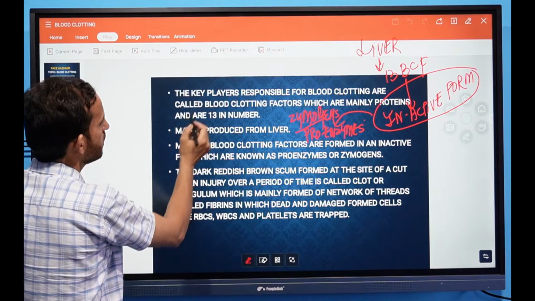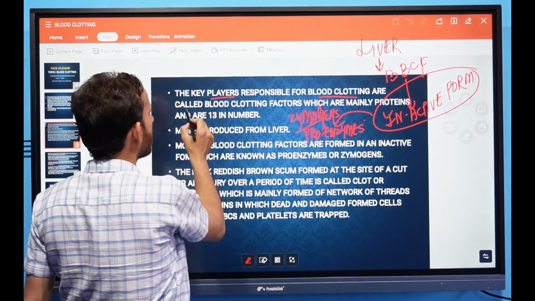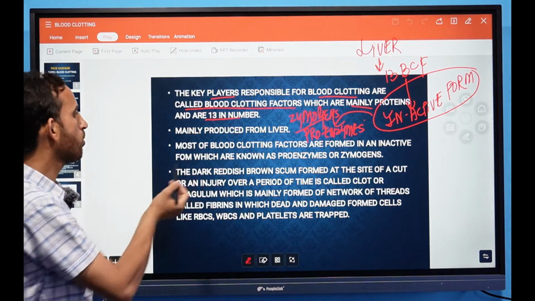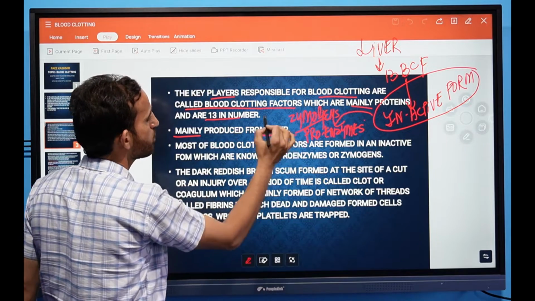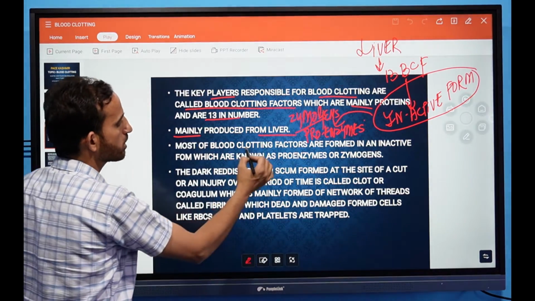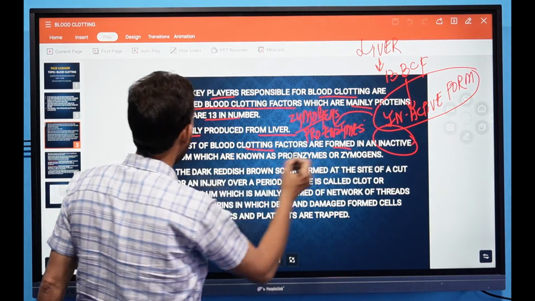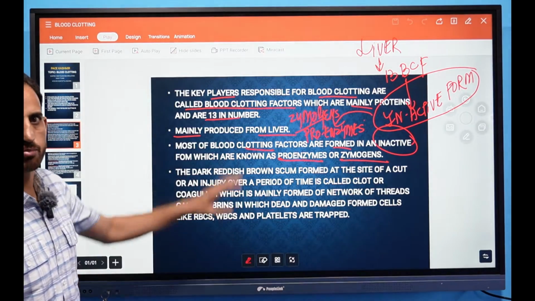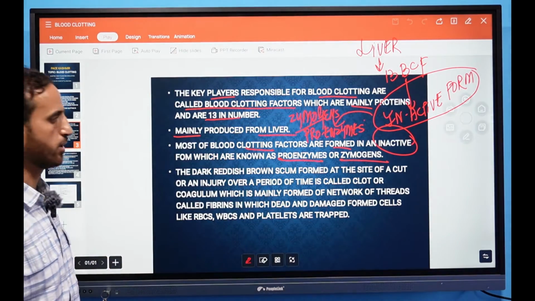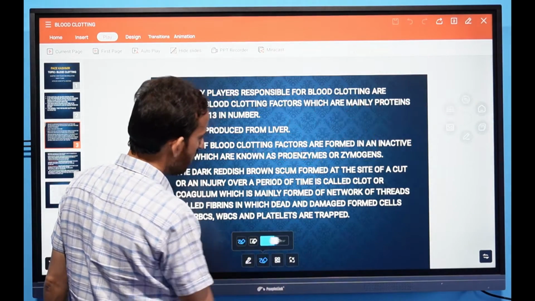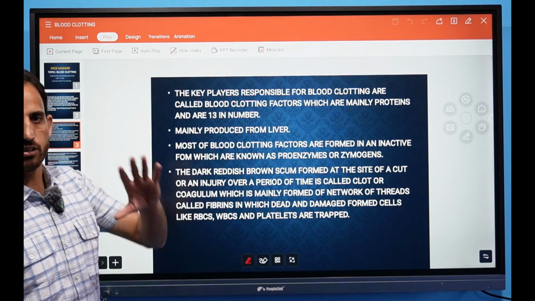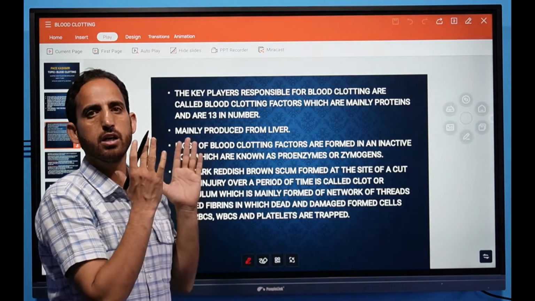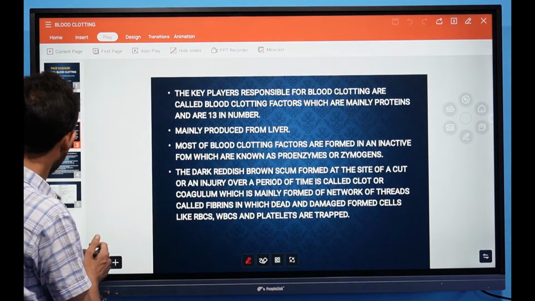So that's why I have written down that the key players responsible for blood clotting are called blood clotting factors, which are mainly proteins and are 13 in number. Then I have mentioned that they are mainly produced from the liver. Most of the blood clotting factors are formed in an inactive form, known as proenzymes, or also called zymogens. This is the most important point you will always remember. Okay, now let us move ahead. Now we will see that there are 13 factors which are responsible for blood clotting. Let us see those 13 blood clotting factors.